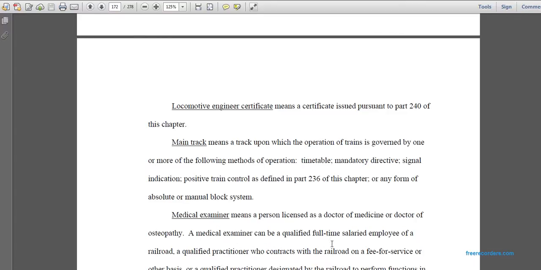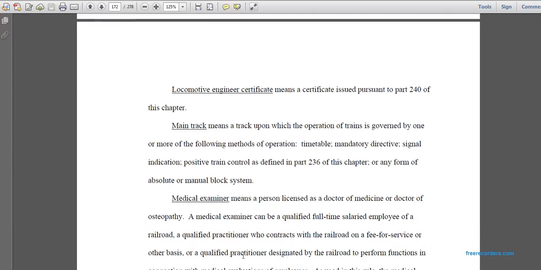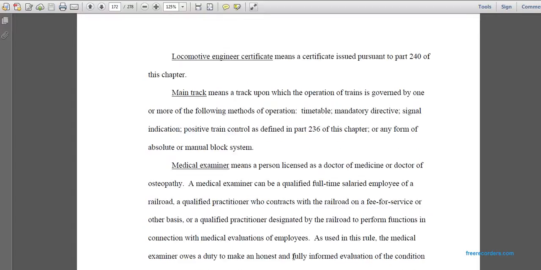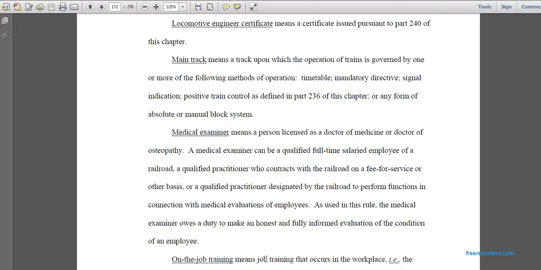Medical examiner means a person licensed as a doctor of medicine or doctor of osteopathy. A medical examiner can be a qualified full-time salaried employee of the railroad, a qualified practitioner under contract with the railroad, on a fee-for-service or other basis, or a qualified practitioner designated by the railroad to perform functions in connection with the medical evaluation of employees. As used in this rule, the medical examiner's oath carries the duty to make an honest, fully informed evaluation of the condition of the employee.